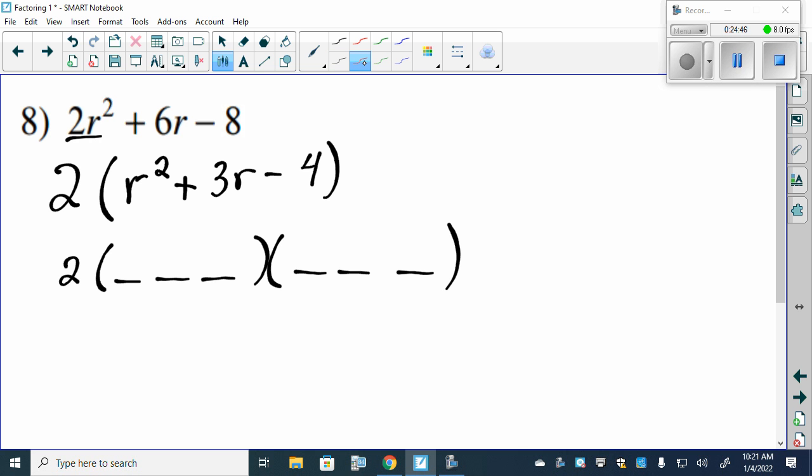Which takes us through steps 1 and 2. Step 3 would be the signs. So if the third term is positive, the signs are the same and they match the sign of the middle term. If the third term is negative, our signs are opposite. Well, here the third term is negative, so the signs would be opposite. One's going to be positive and one is going to be negative.